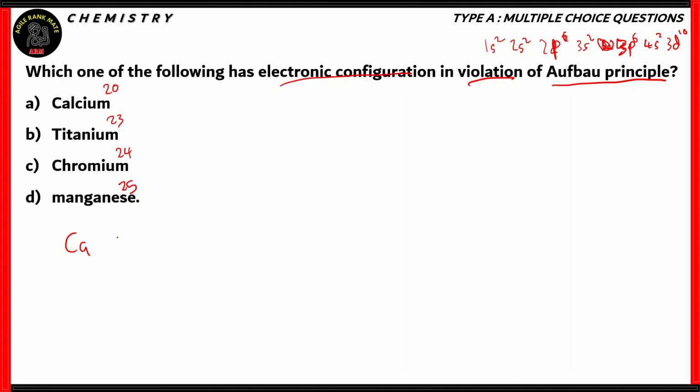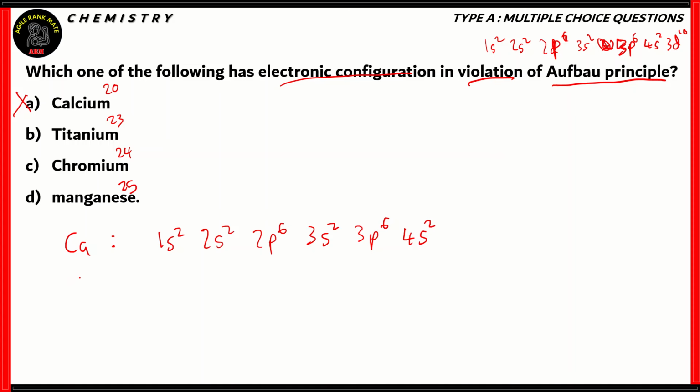For calcium, the electronic configuration is 1s2, 2s2, 2p6, 3s2, 3p6, and 4s2. So that gives you 2, plus 2 is 4, plus 6 is 10, plus 2 is 12, plus 6 is 18, plus 2 is 20. So that gives you a total of 20 electrons, and it's according to the Aufbau principle. There is no violation. So option A is incorrect.